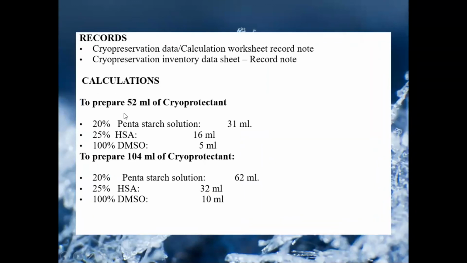So for calculation, I told you, for preparation of 104 ml of cryoprotectant, how do you do it? You have to multiply it, double: 31 will become 62, 16 will become 32, 5 will become 10. That's how you make the calculations. So every time, everywhere, everyone will be adding the cryoprotectant in the ratio of 1:1. The protocol will be different.